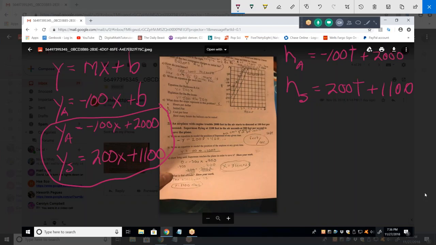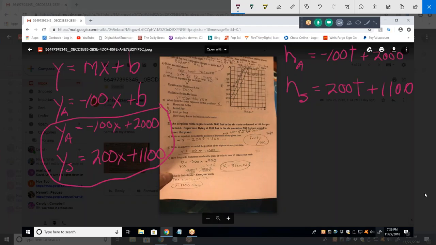C, how long until Superman reaches the plane in order to save it? Well, what are the relative heights going to be when Superman reaches the plane? 11,000 and 2,000? No. Think about it. You got an airplane starting at 2,000 feet, headed down. You got Superman starting at a lower spot, 1,100 feet, going up. So when Superman reaches the plane, what are their heights going to be relative to each other?